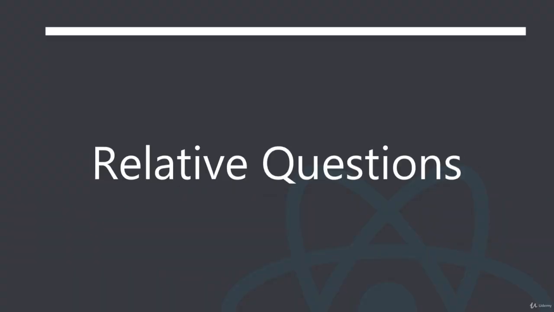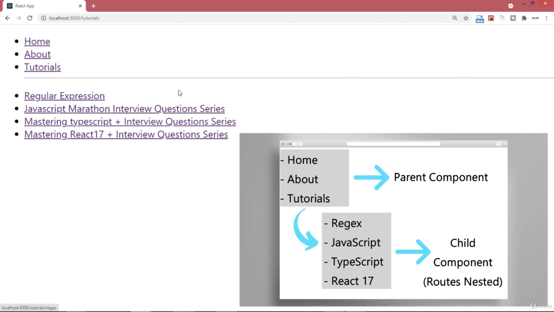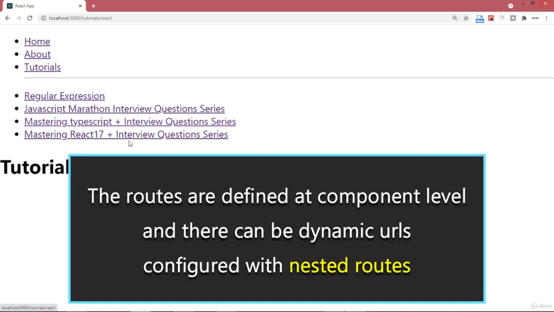Let's talk about relevant questions. The first and second question is the same one, that is, what is a nested route or what is route nesting? As we have seen in this example, the tutorials menu further has a submenu, and that also opens other options. Whenever you have this kind of situation, it is called nested routes. The routes are defined at component level, and there can be dynamic URLs configured with nested routes.